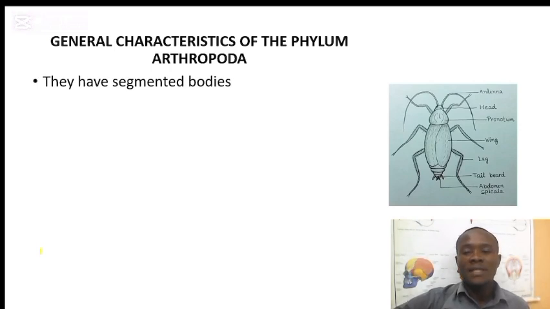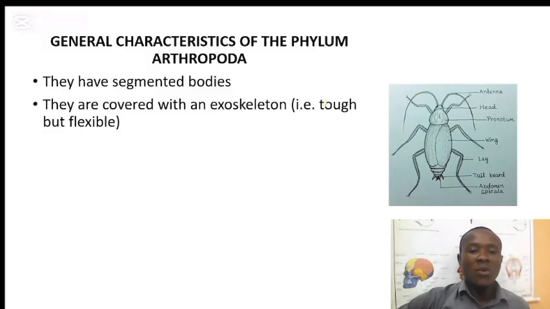One, they have segmented bodies. That means their bodies are segmented into parts. For example, they have the head, the thorax, and the abdomen. In some of them, the head and the thorax are fused together to form what we call the cephalothorax. And some of them have a separate head, separate thorax, and separate abdomen.